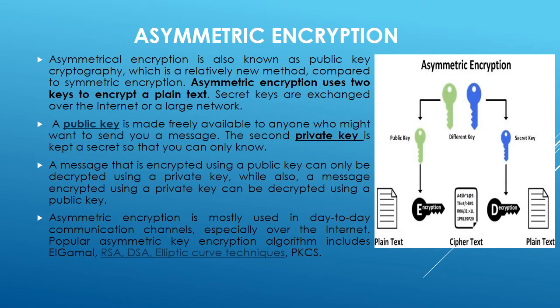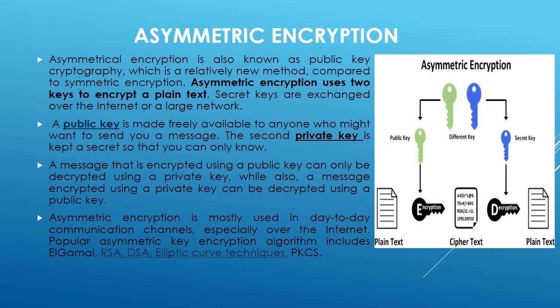Asymmetric encryption. Asymmetrical encryption is also known as public key cryptography, which is a relatively new method compared to symmetric encryption. Asymmetric encryption uses two keys to encrypt a plain text. Secret keys are exchanged over the internet or a large network. It ensures that malicious persons do not misuse the keys. It is important to note that anyone with a secret key can decrypt the message, and this is why asymmetrical encryption uses two related keys to boost security: a public key and a private key.